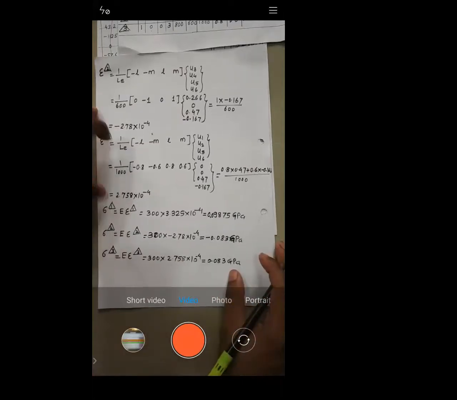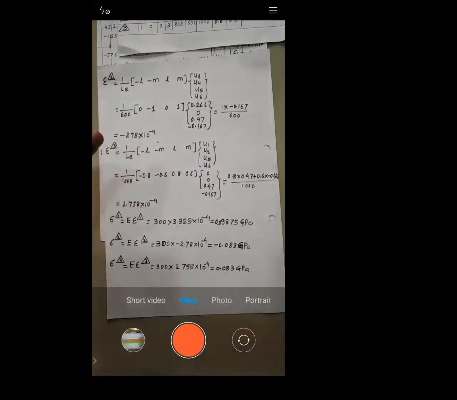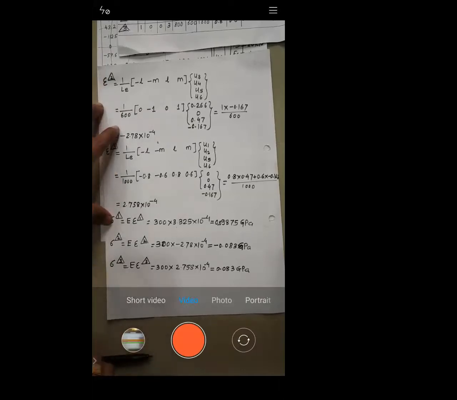So have you understood this numerical, all of you? Let me know. Yes, sir.